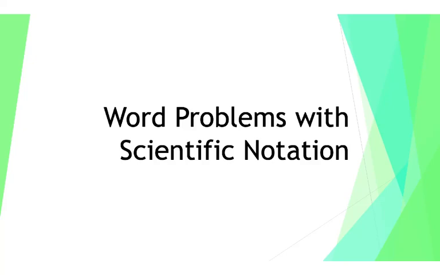Word problems with scientific notation. Let's get right into it and practice. So here, this word problem is about an airplane that travels fast. It travels at 3 times the speed of sound. And they give us the speed of sound, so how fast is the airplane?